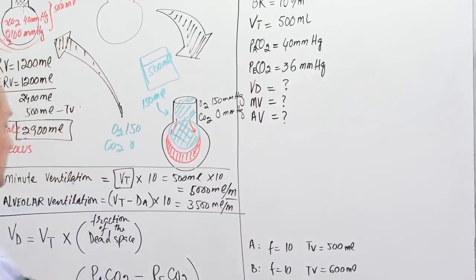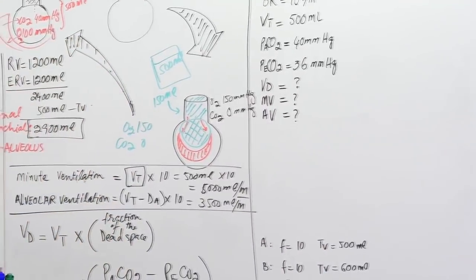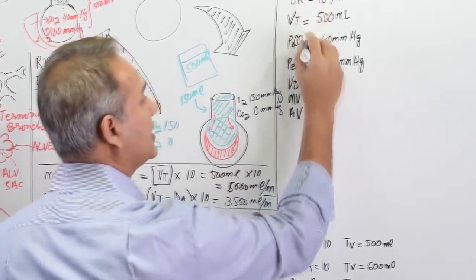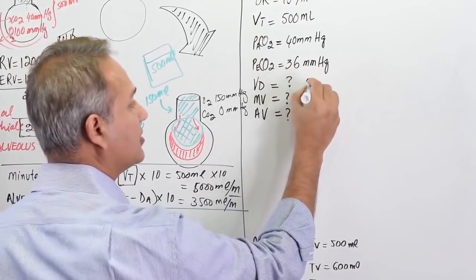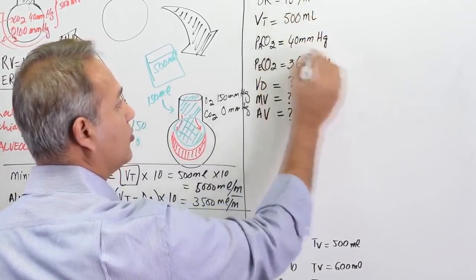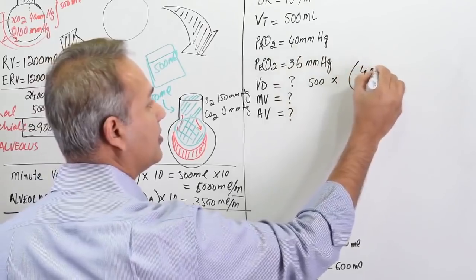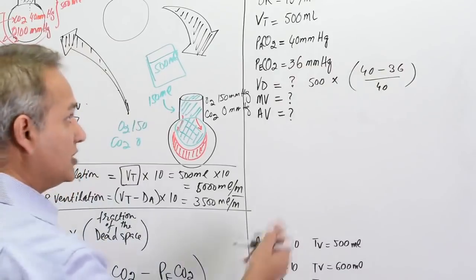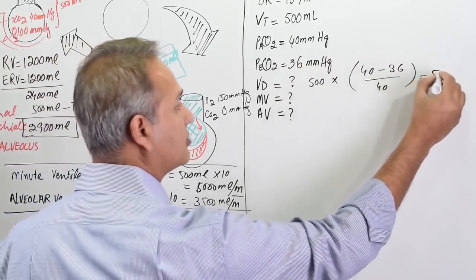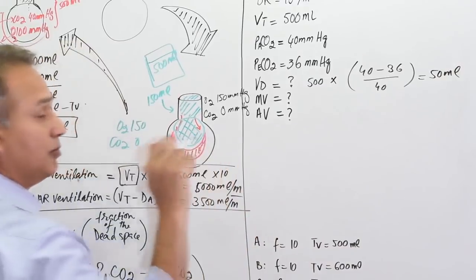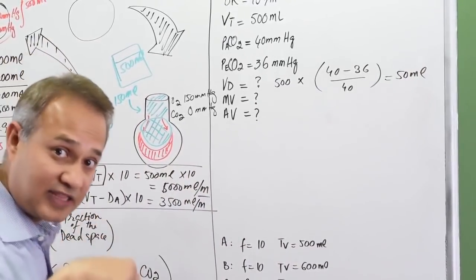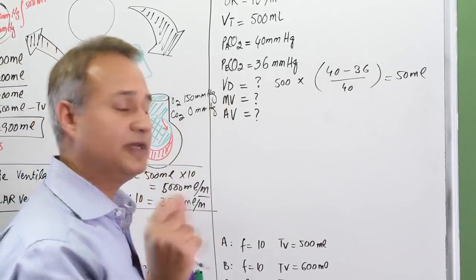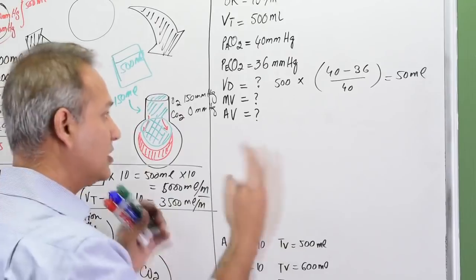So we did the dead space over here. How will we calculate the dead space? We'll take tidal volume 500, multiply it with 40 minus 36, the 40 being the one we just calculated there. So this is going to come out to be 50 ml per breath, not per minute. Okay, so that is the physiological dead space. It includes anatomical dead space, total dead space.